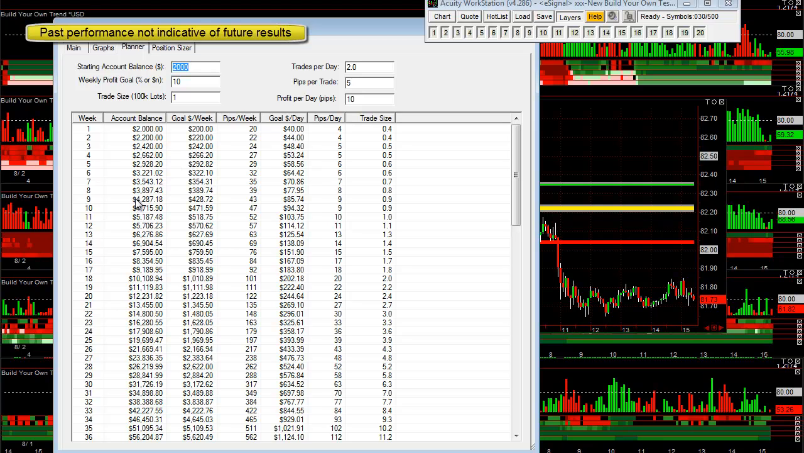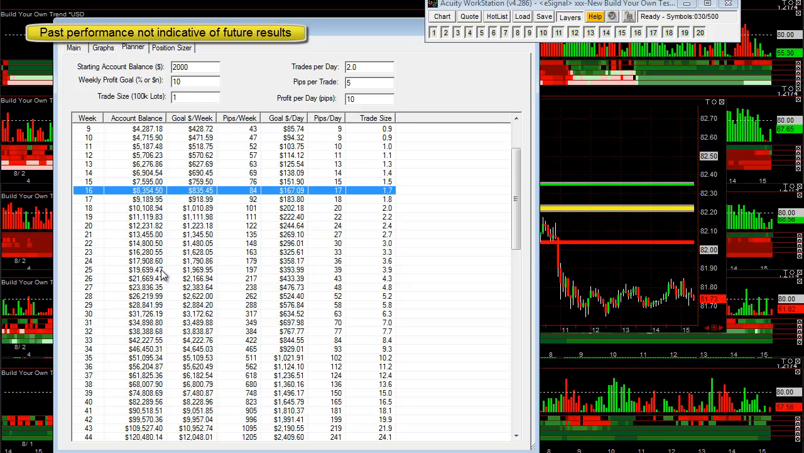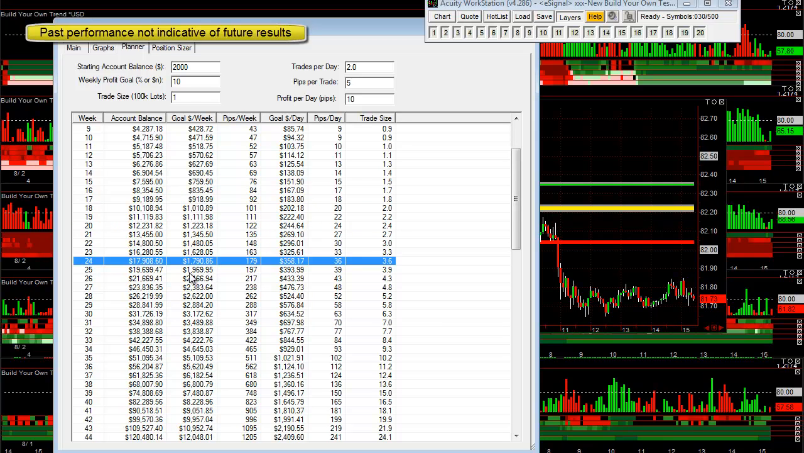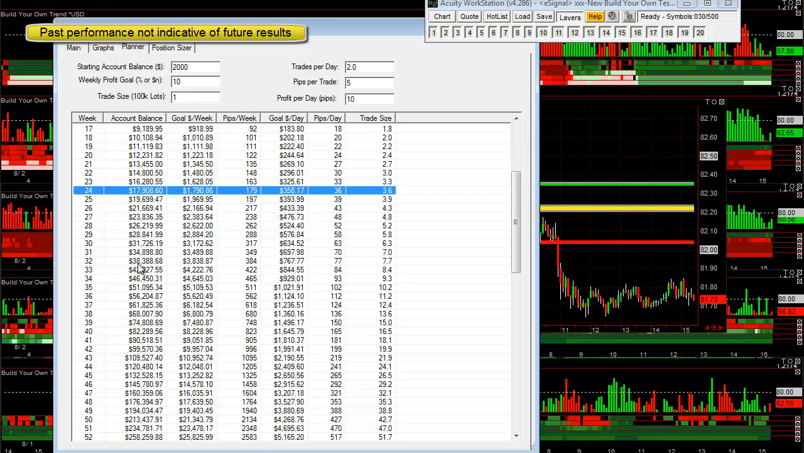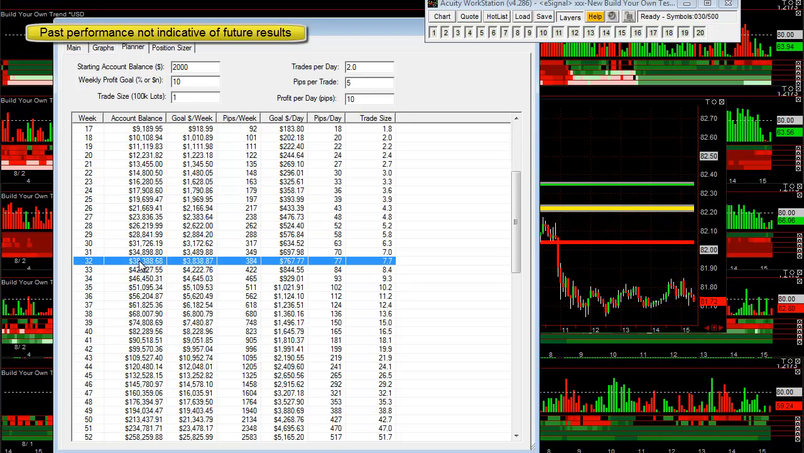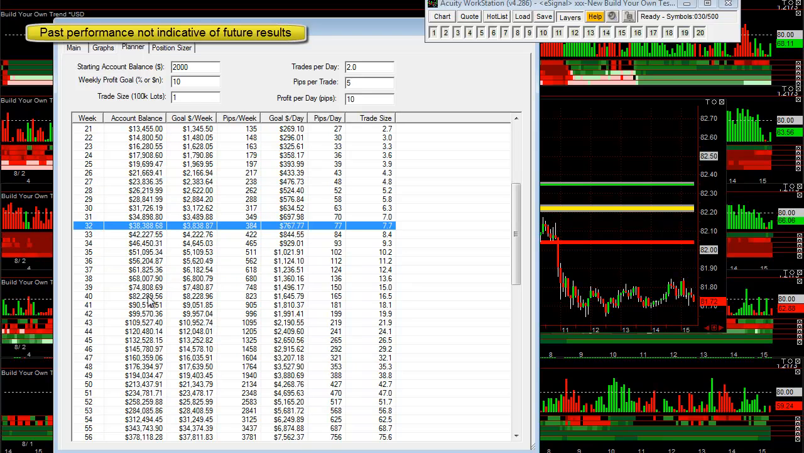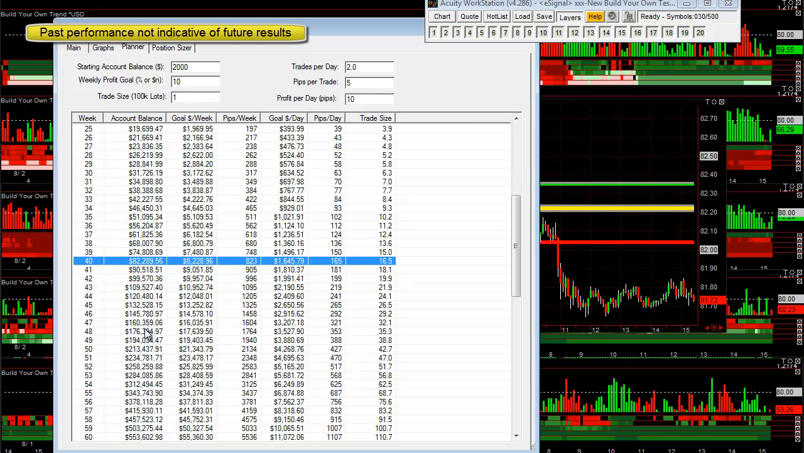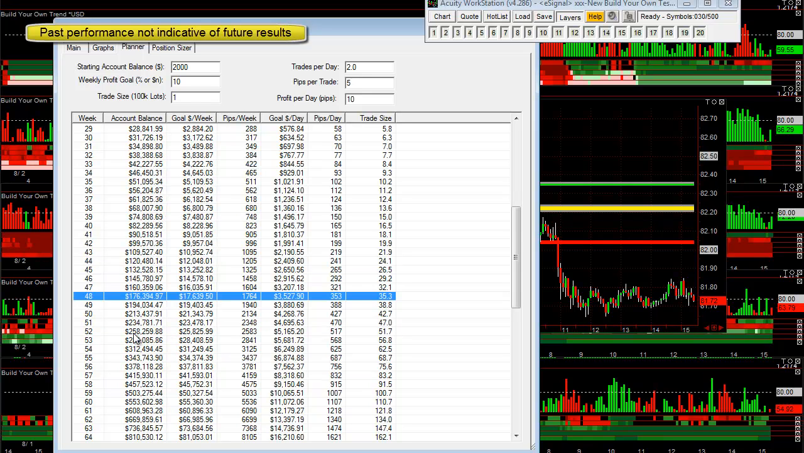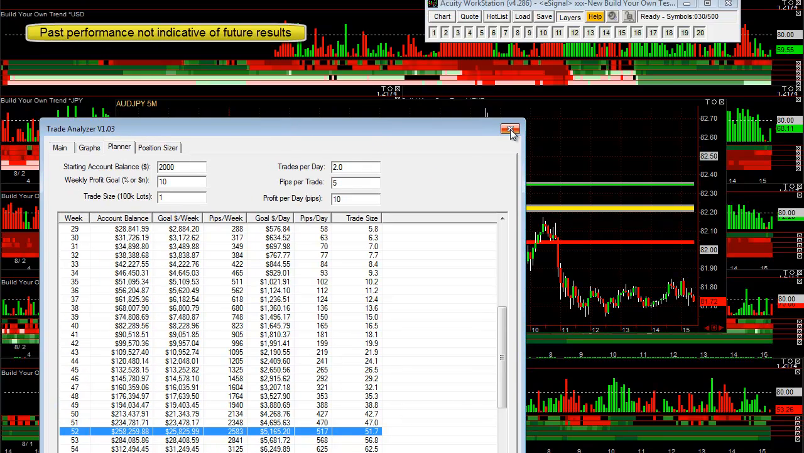Every 2 months, every 8 weeks, your $2,000 account is now close to $4,000. Now it's $8,400. Now it's $17,904. Another 8 weeks, it's $38,000. Another 8 weeks, it's $82,000. Obviously, the bigger your account, the bigger the growth. But in less than a year, you can see $176,000. By the end of the year, $258,000, starting with a $2,000 account.